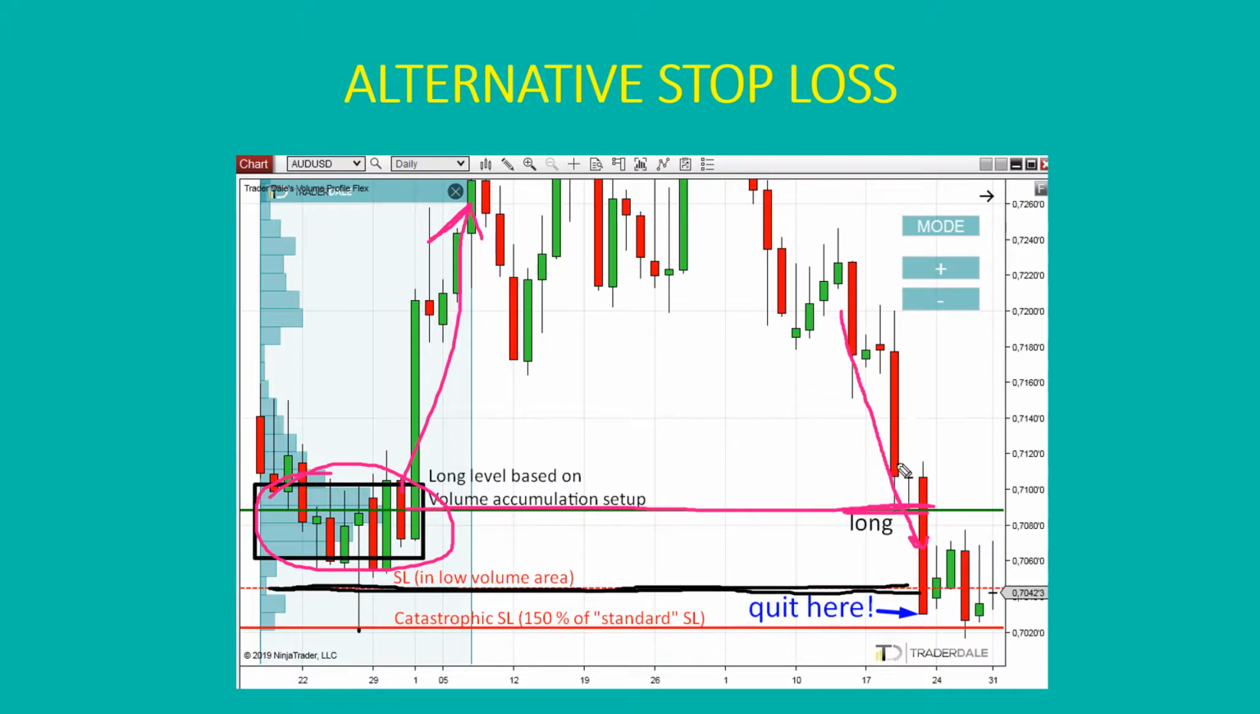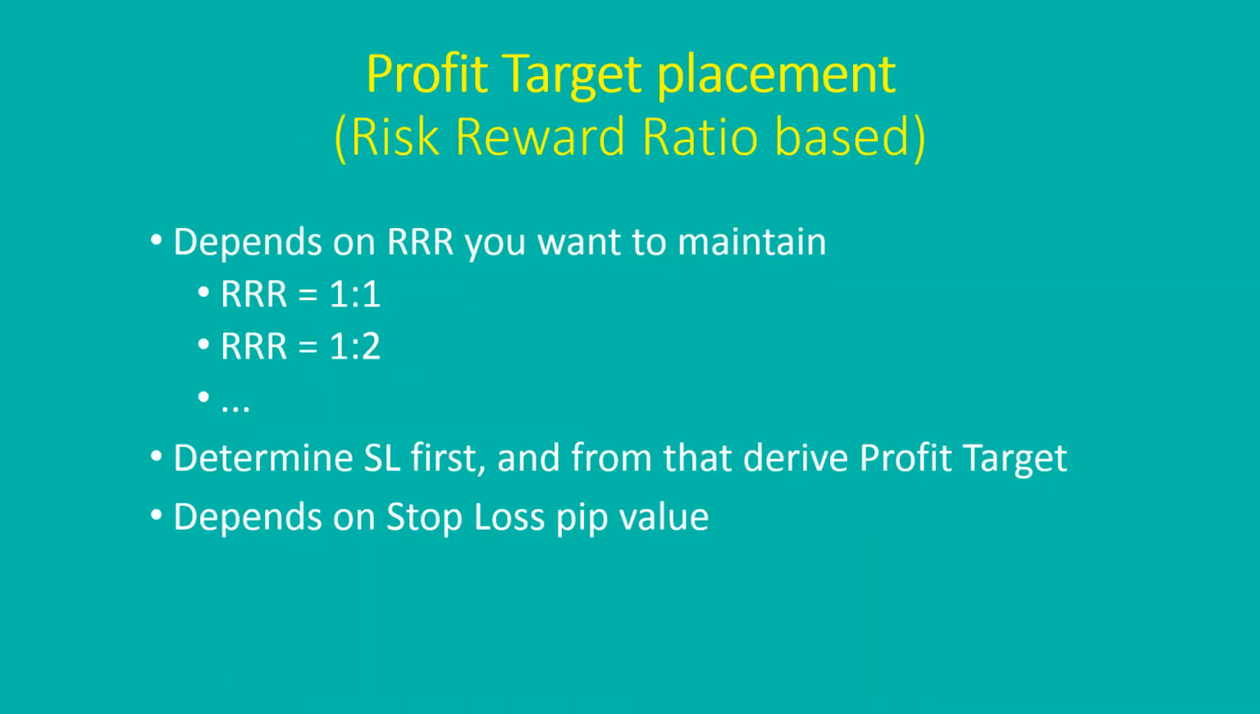What happened is that the price went past the entry point, past the stop loss, and at this point I still held the trade, but when the daily candle closed below this line, below the standard stop loss, I quit the trade at the daily close, right there. This is where you quit the trade. You quit it manually. You don't wait until the price hits the catastrophic stop loss. You close it when the daily candle closes below your standard stop loss. So that's for the alternative stop loss.